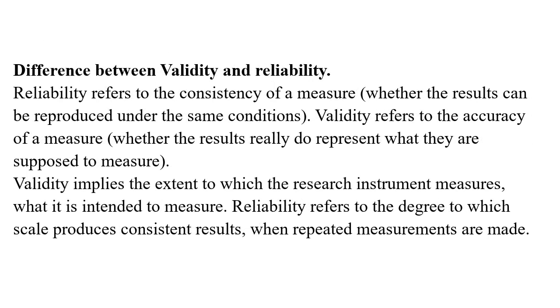Difference between validity and reliability. Reliability refers to the consistency of a measure, whether the results can be reproduced under the same conditions. Validity refers to the accuracy of a measure, whether the results really do represent what they are supposed to measure. Validity implies the extent to which the research instrument measures what it is intended to measure. Reliability refers to the degree to which a scale produces consistent results when repeated measurements are made.